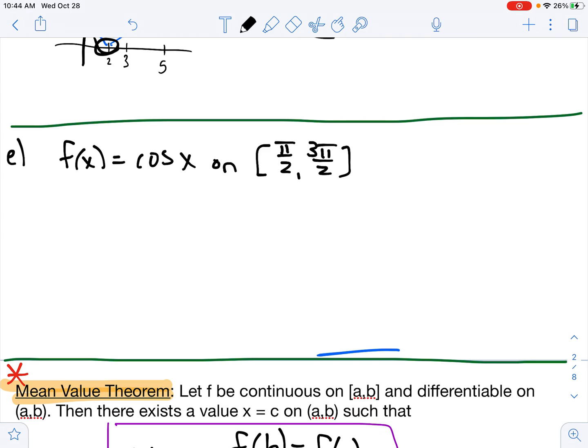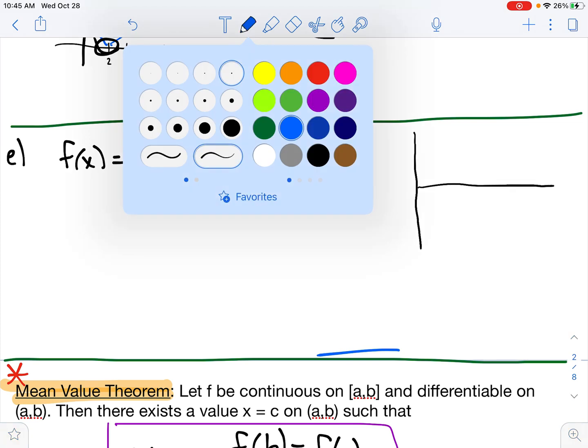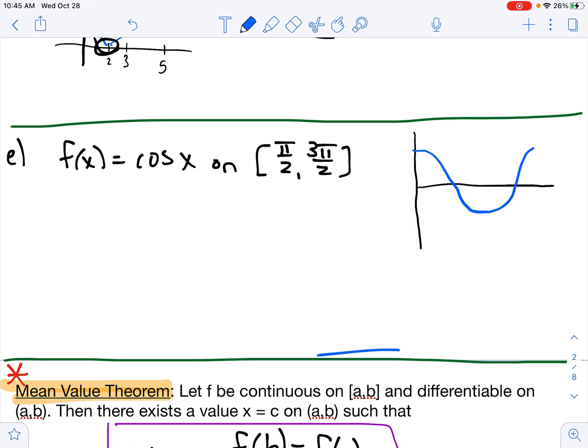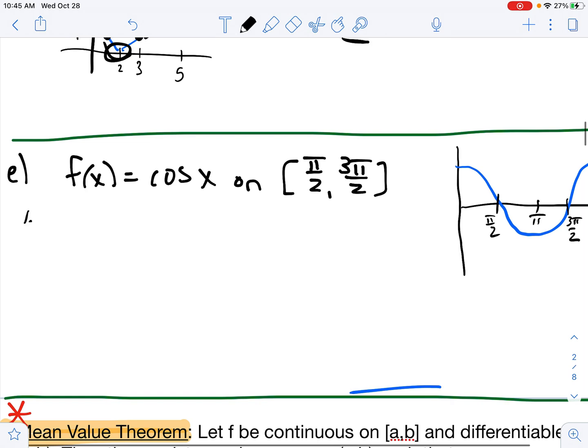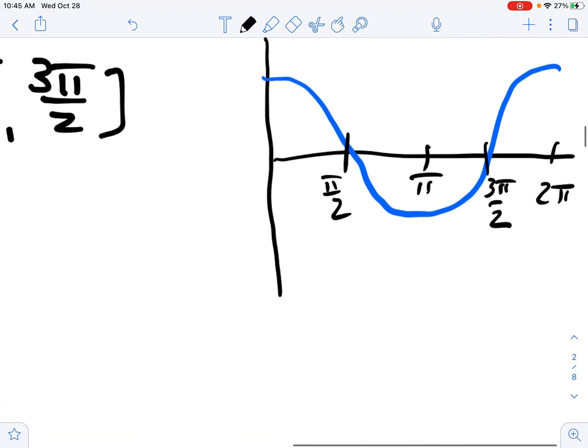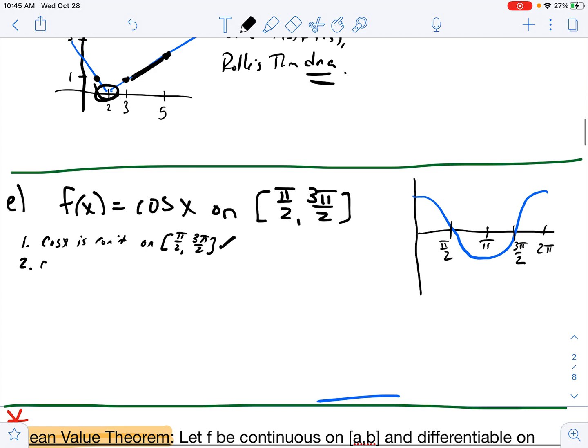So f of x is cosine of x on the interval from pi over 2 to 3 pi over 2. If you want, take a look at this graph. You should have an idea of what the cosine graph looks like at this stage, at least its first cycle, from 0 to 2 pi. Here is pi over 2, and here is 3 pi over 2. Is the function continuous between pi over 2 and 3 pi over 2? Sure is. Is it differentiable? Absolutely. There are no sharp corners. That's a nice smooth flowing curve.